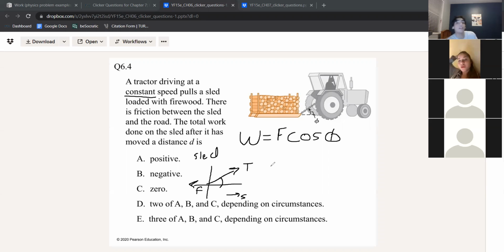The thing is, we don't have any numbers. We would calculate work as equal to the magnitude of vector F, which in this case would be the force, times the distance. Oh yeah, the magnitude of F times the magnitude of S times the cosine of the angle.